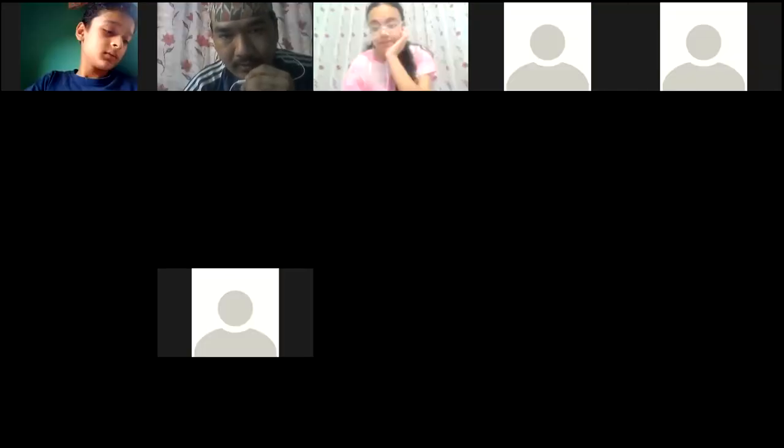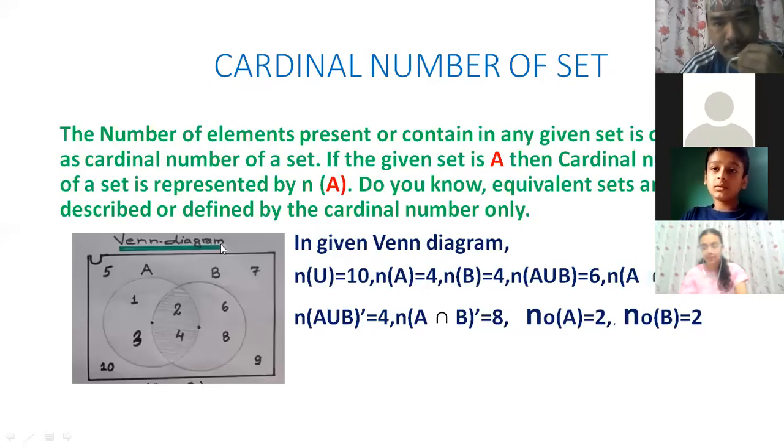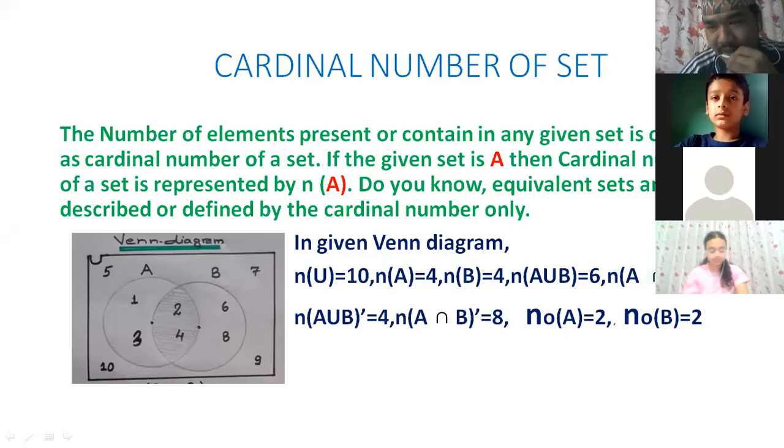So then look here. Aditya, can you tell what are the common elements of this Venn diagram, set A and set B? What are the common elements? 2 and 4. That means A intersection B means how? What is the cardinal number of A intersection B? How many elements are common there? Sir, 2 elements are common. 2. That's why its cardinal number is 2.